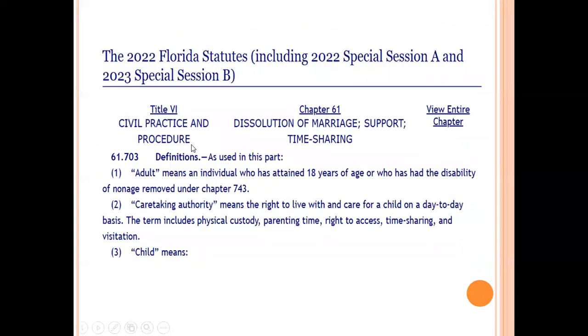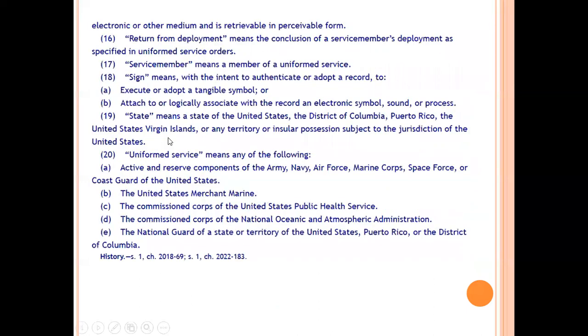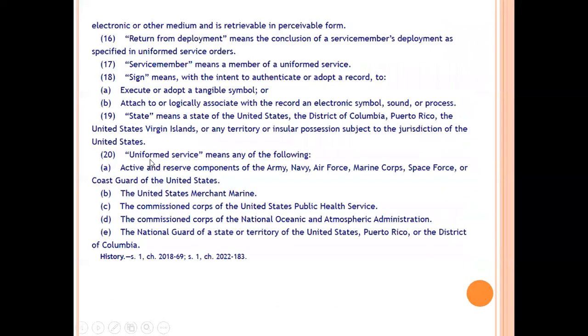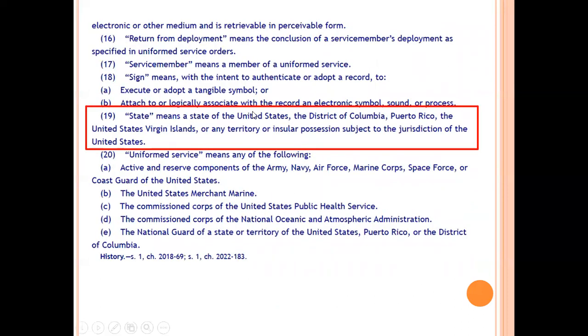So let's go over here. Same place, right? Okay. So we just came from here, we're going here, 61.703. We're making our way over here to number 19, right? Number 19, all right? State means a state of the United States, the District of Columbia, Puerto Rico, the United States Virgin Islands, or any territory or insular possession subject to the jurisdiction of the United States. Where does it say Florida? It doesn't, right? Just like the previous one. Okay, let's continue.